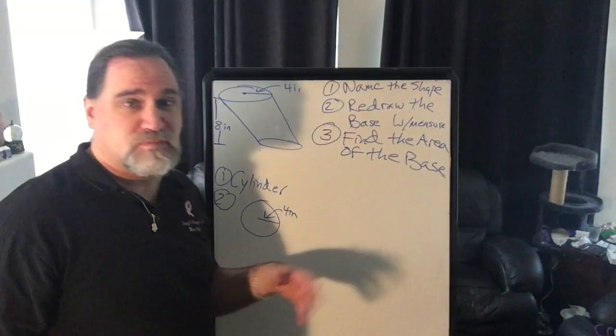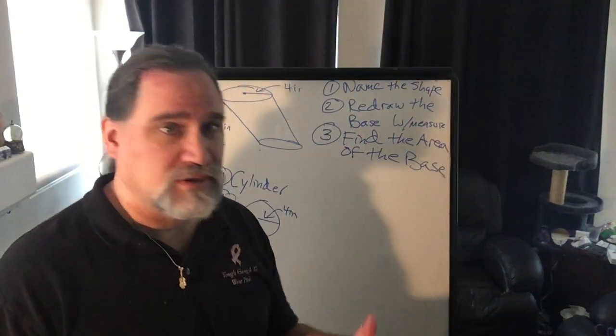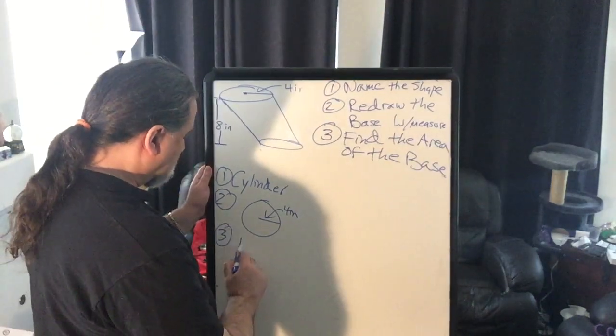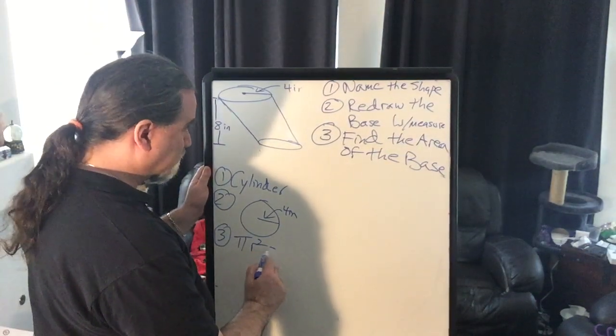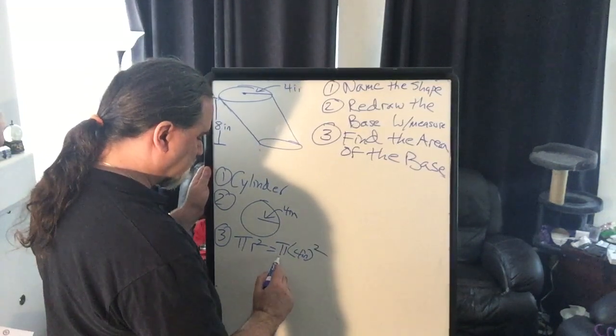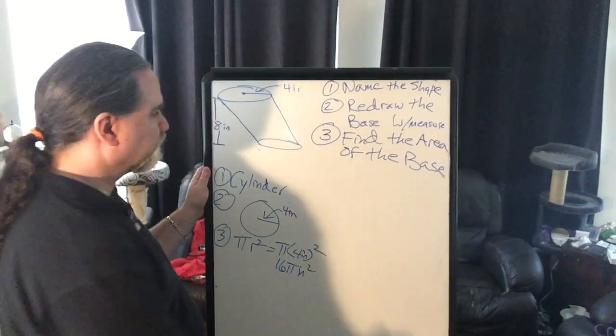Now there's all those formulas that I gave you a while ago, how to find the area of a rectangle, a triangle, and in this case, a circle we know is pi r squared, which is pi times 4 inches squared, which is 16 pi inches squared.